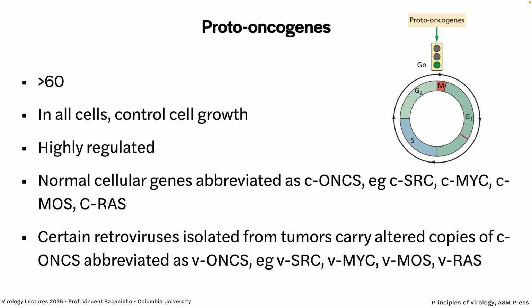So the genes in the cells are called oncogenes, actually proto-oncogenes, because in the cell they control cell growth. They don't cause cancer. They're highly regulated, and we give them names like c-Src for cellular Src. And retroviruses will pick these up, and in some cases the oncogenes will become mutated, and that makes them even more able to cause uncontrolled cell growth, and we call them like v-Src. And we've got about 60 so far of these.